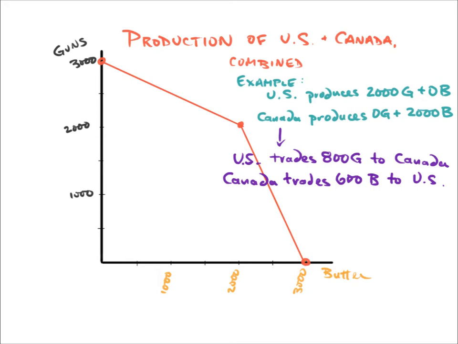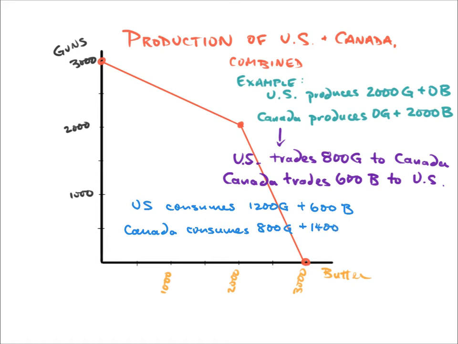Okay, I might be missing a slide. Okay, so the US consumes 1,200 guns plus 600 butter. And Canada, after they produce and trade, Canada consumes, let's see, they got 800 guns from the US, and they are left with 1,400 butter. Okay, so this is what they can do with trade.